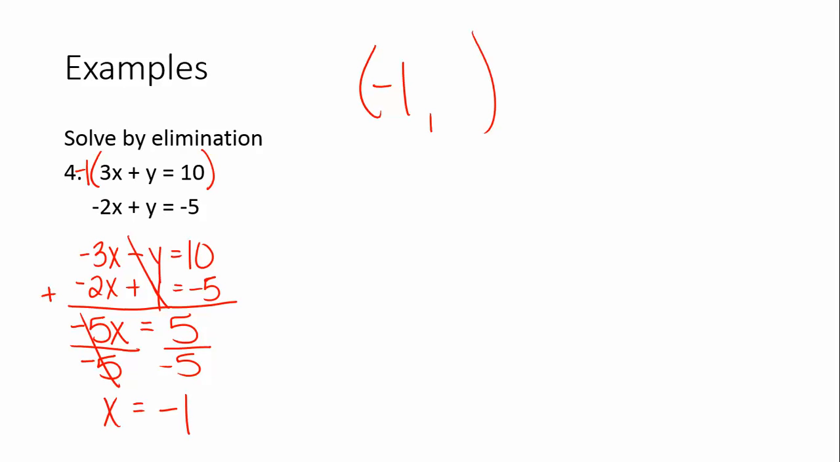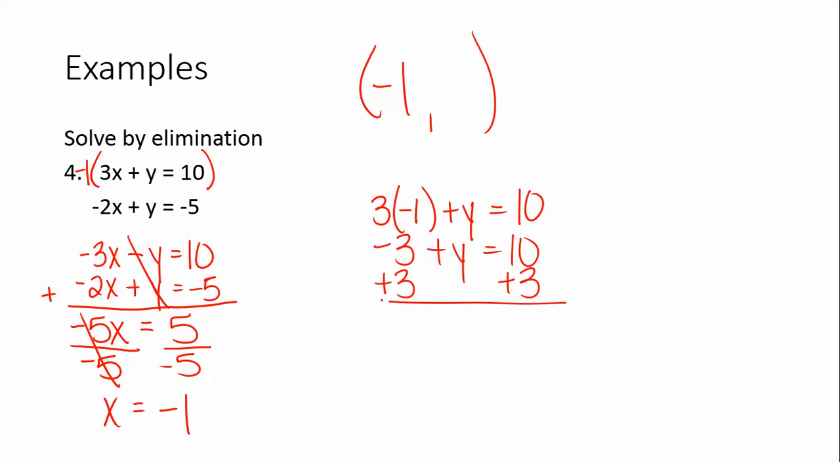Now I need to plug that negative 1 in and plug it back into one of the originals. Don't go down here to the equation that you altered. Go back to one of the originals. So I'll just use the first one again. Negative 3 plus y equals 10. I'm going to add 3 to both sides. And we get that y equals 13. And again, you can check your answer by plugging the ordered pair into both equations and making sure that it solves it.